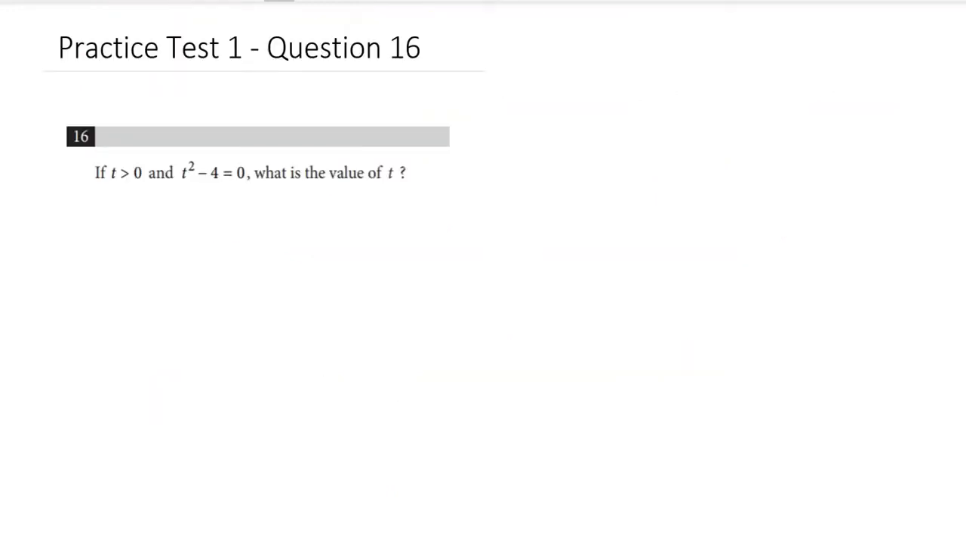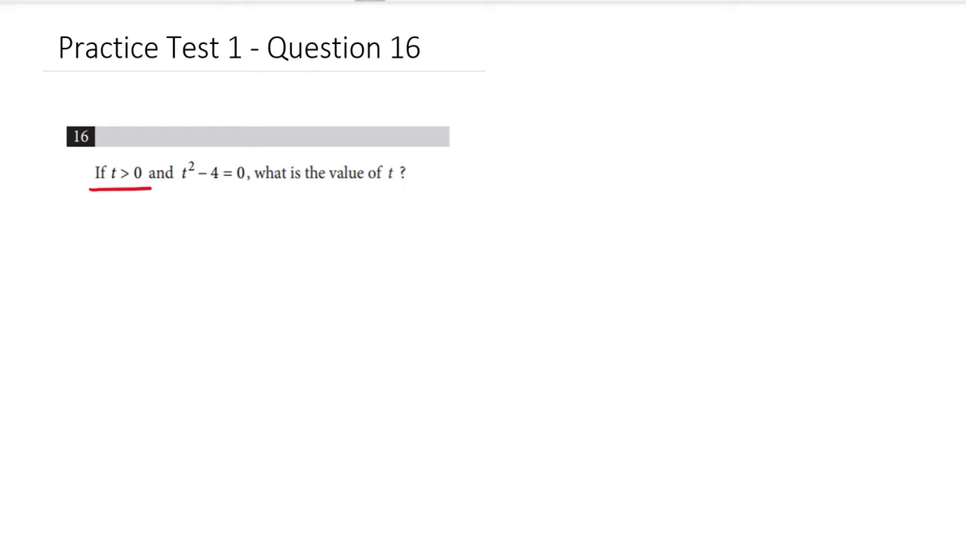Question 16. If t is positive, greater than 0, and t squared minus 4 is 0, what is the value of t? Make sure you choose the positive t value as the correct answer. Question 16 is the written part of the test, so make sure you show all the necessary work to get the full marks.